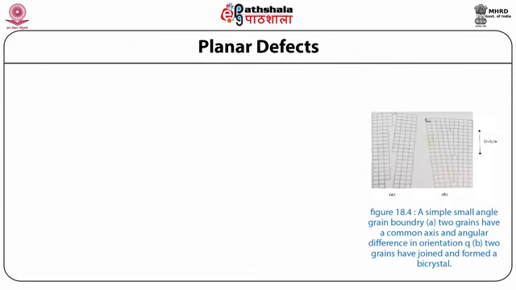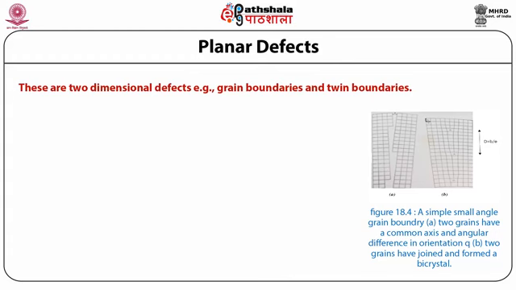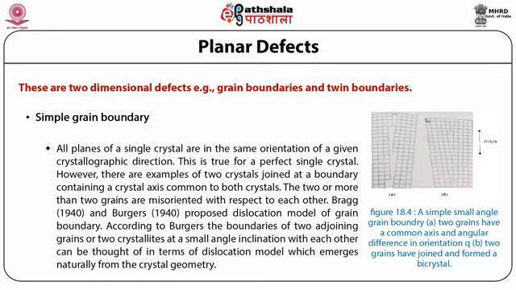Plane defects. These are two-dimensional defects, that is, grain boundaries and twin boundaries. Let us first discuss the simple grain boundary. All planes of a single crystal are in the same orientation of a given crystallographic direction. This is true for a perfect single crystal. However, there are examples of two crystals joined at a boundary containing a crystal axis common to both crystals. The two or more grains are misoriented with respect to each other.